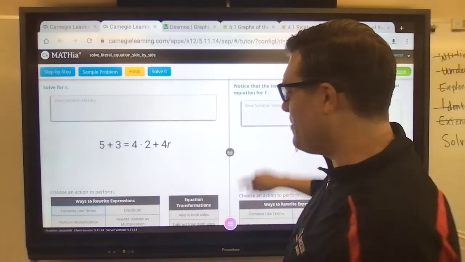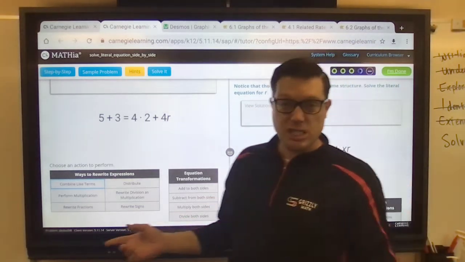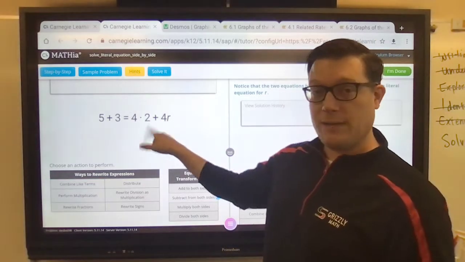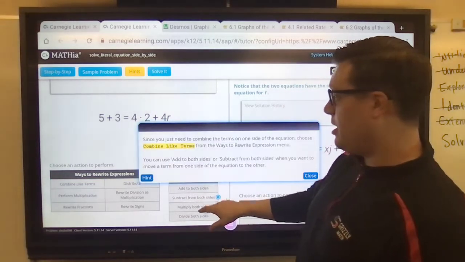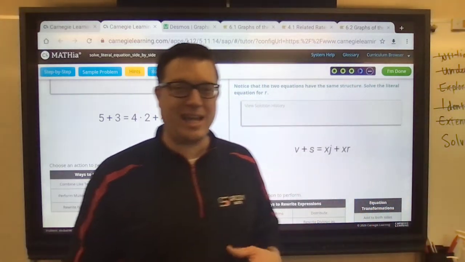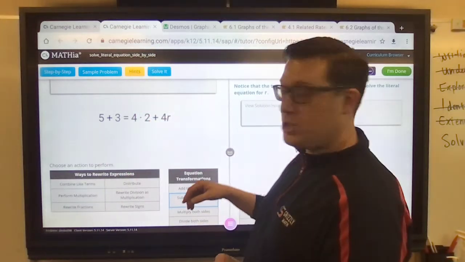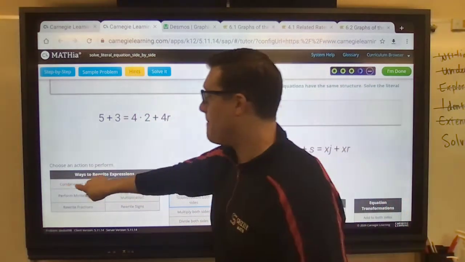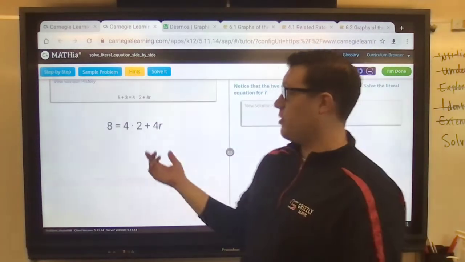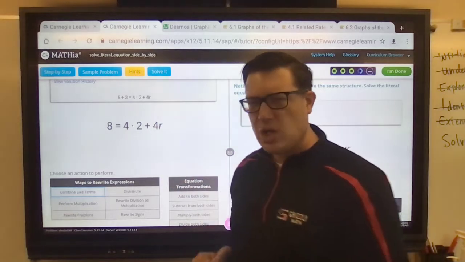Okay, so the next one that I'm going to do right now, I suppose, is subtract from both sides. So I'm going to subtract this 4 times 2 from both sides. Okay, so I was trying to do a shortcut here. I was trying to do something that would apply over here instead. So first of all, I'm going to combine like terms. That will bring the numbers together. So 5 plus 3 is 8, and 4 times 2, that's also 8.